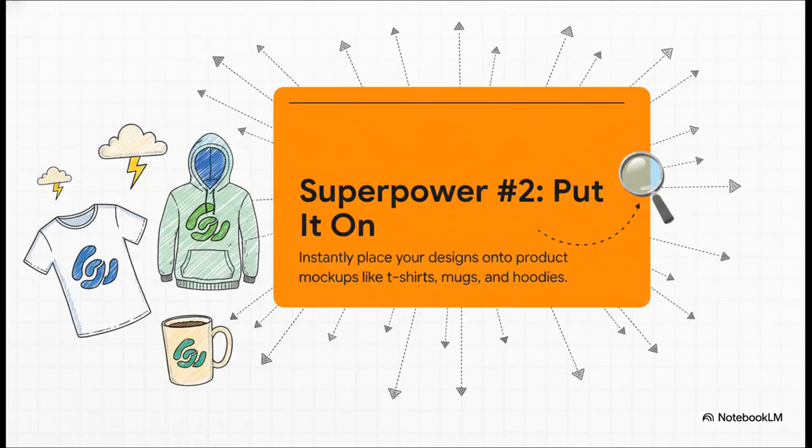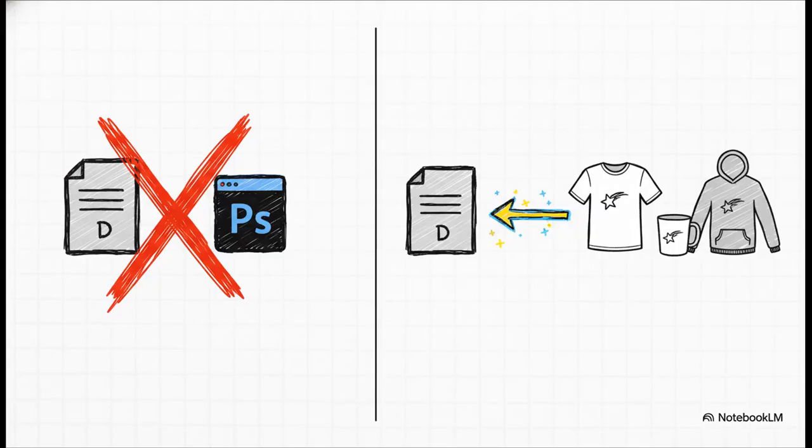All right, let's move on to the next cheat code. Superpower number 2 is called the put it on method. And this is a massive, massive shortcut for anyone who's creating branded merch. So what this does is completely get rid of that super tedious process of exporting your designs and then messing with mockup templates in Photoshop. The AI is actually smart enough to understand lighting, perspective, how to realistically wrap your design onto a t-shirt or a mug or a hoodie. And the best part? It keeps your brand perfectly consistent, using the exact same mascot or logo on every single item.